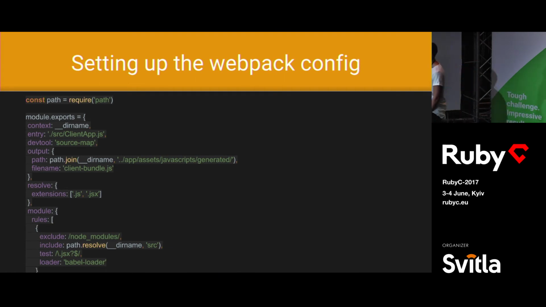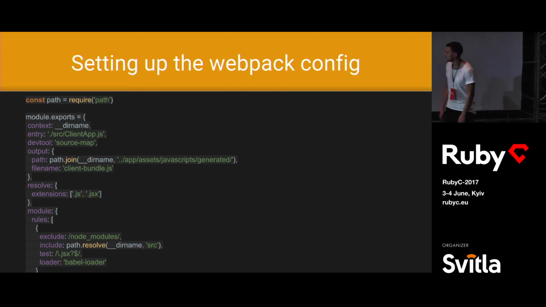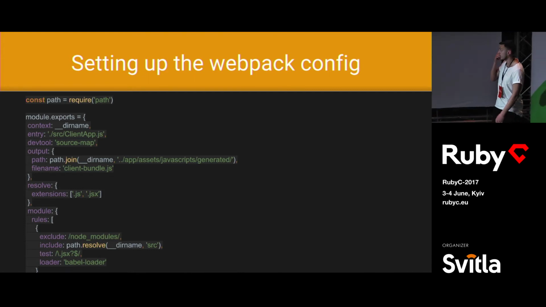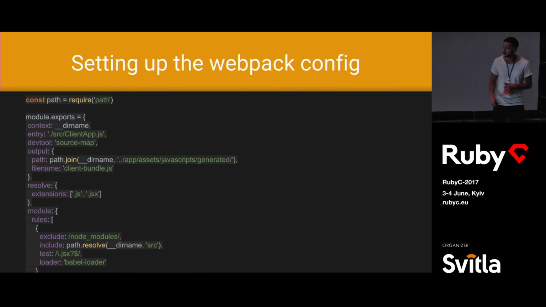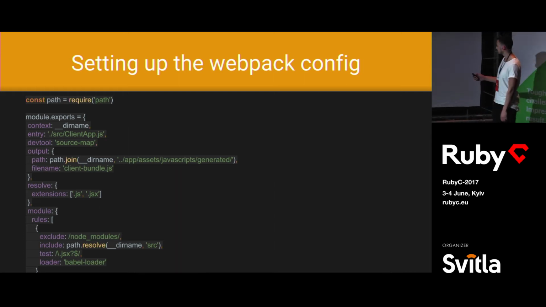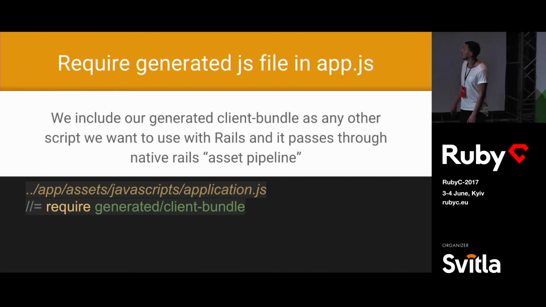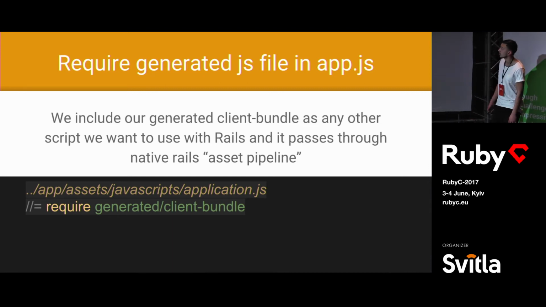So, the webpack config is pretty straightforward. The most important thing is the entry point, which is the client app.js, and the other is the output, where we put our generated bundle.js. And actually, it's as easy as that. It's located inside the Rails default JavaScript folder, and from there we include it as in the usual asset pipeline, as I already mentioned. And that's how we require our client bundle in our application.